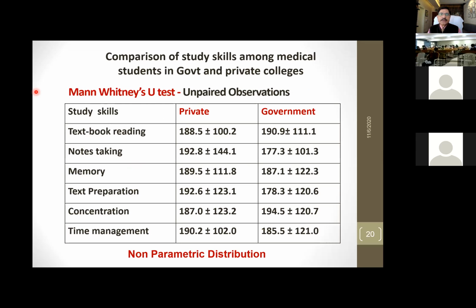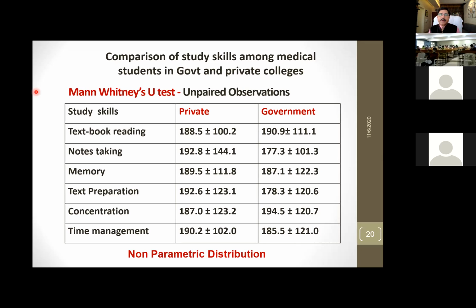Now, supposing they are non-parametric. Here you see the mean is 188, standard deviation is 100. It is more than half. 192, 144, 177, 101, 189, 111, 192, 123. All the data is non-parametric. But there are multiple groups here, unpaired observations: government medical college, private medical college students. They have analyzed textbook reading skills, note taking skills, memory, test preparation, concentration, time management, and compared them. But these are not parametric.